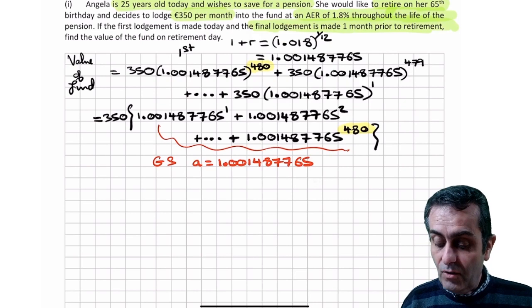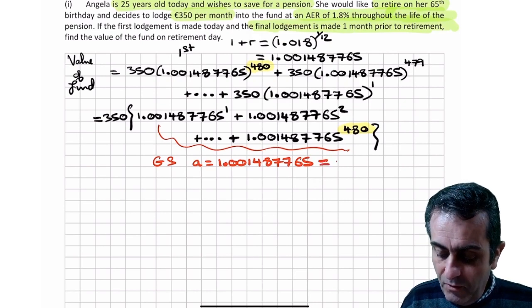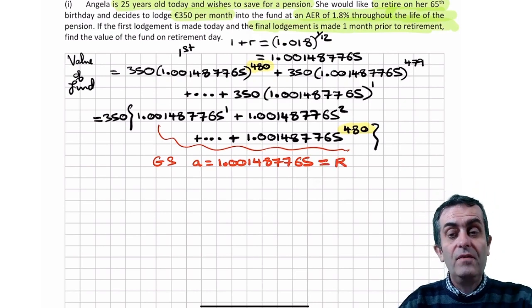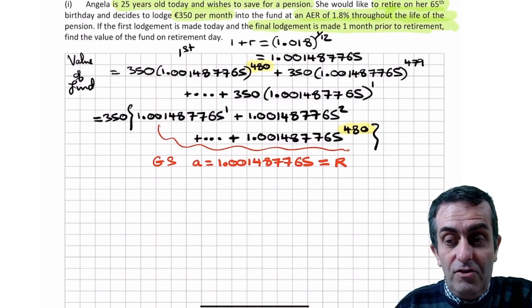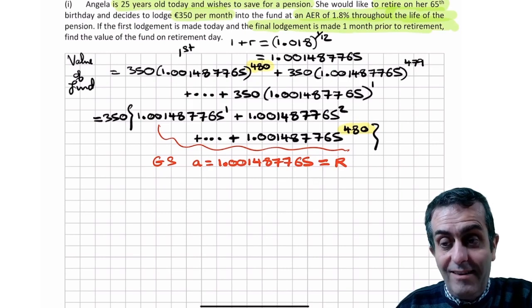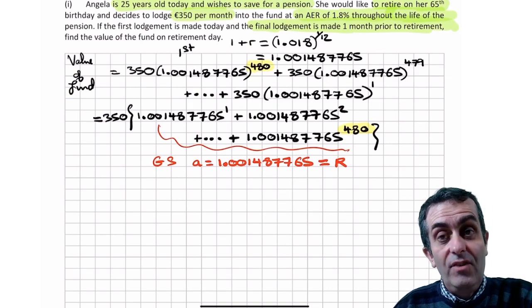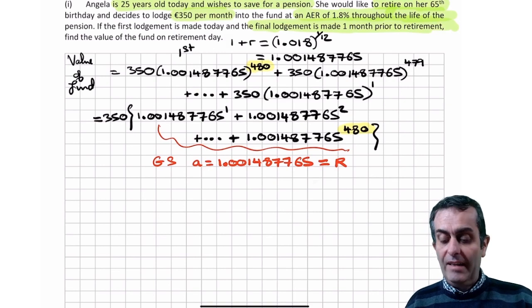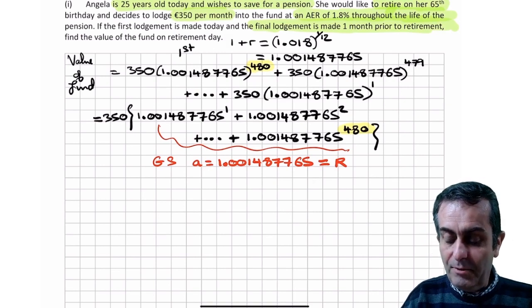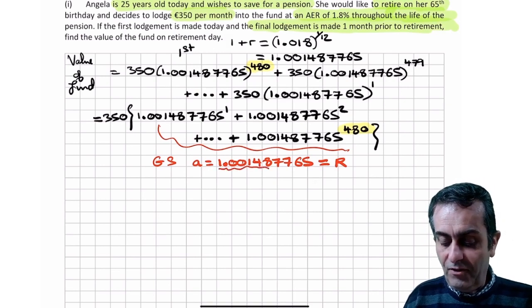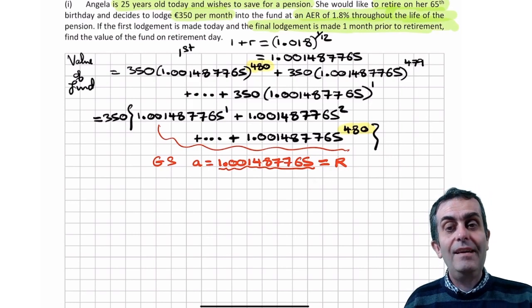And you'll notice that that's also the number that we're multiplying by every time we move from one term to the next. So the common ratio, remember we use capital R for the common ratio and small r for the decimalized interest rate. So capital R and the first term are both the same number, 1.001487765. Now, again, as in the previous videos, I would advise you to pause for a minute and think about your common ratio.